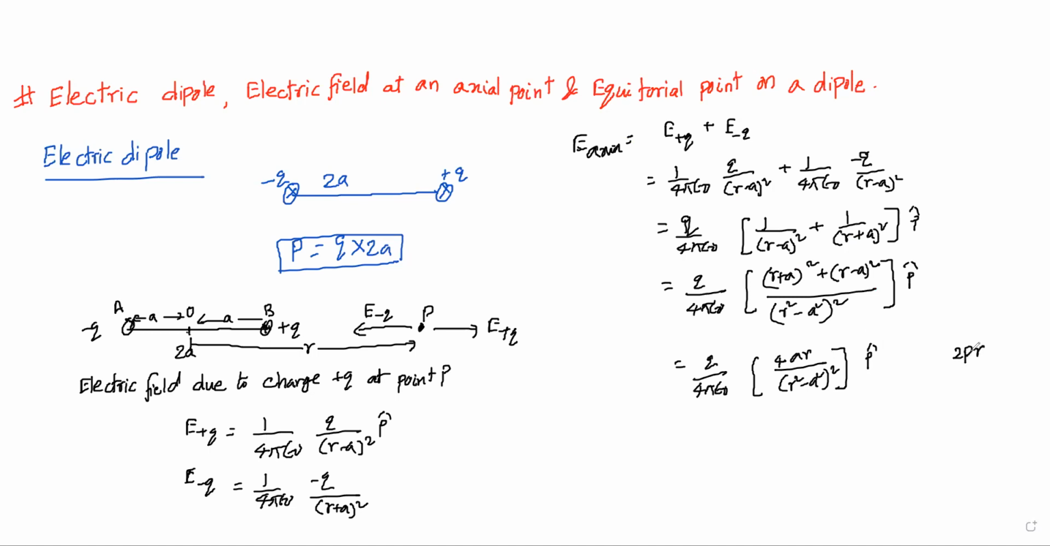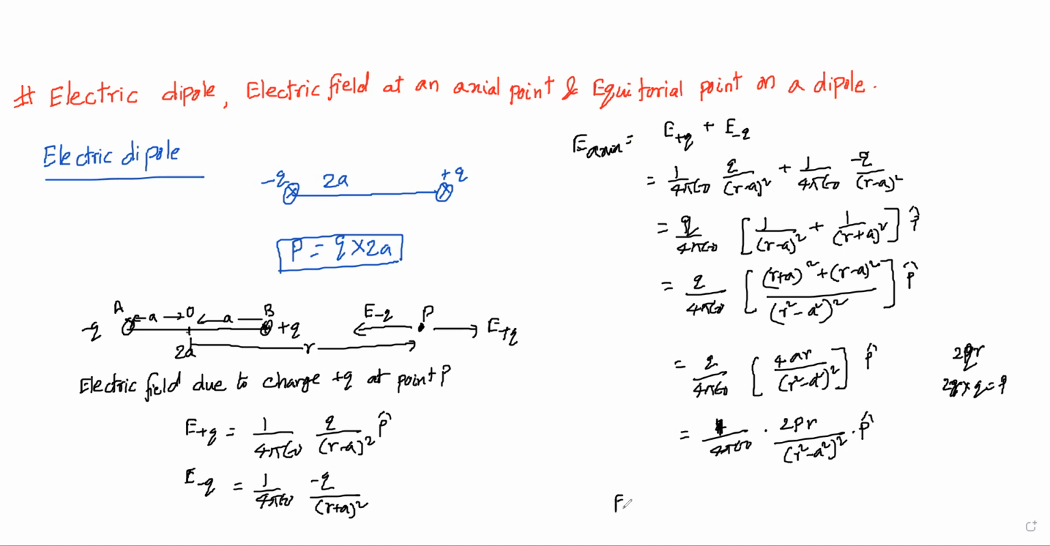2r into q, we can call it as p. So here 2pr we can write it. So that is equal to q by 4 pi epsilon naught into, I guess q won't come over here, 1 by 4 pi epsilon naught into 2pr by (r square minus a square) whole square into p cap.